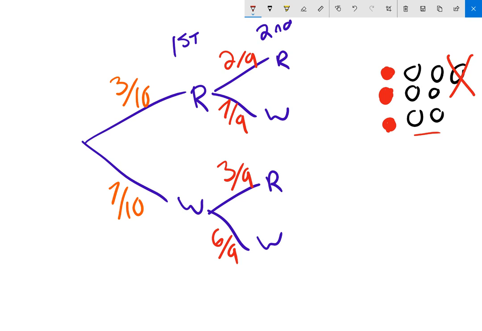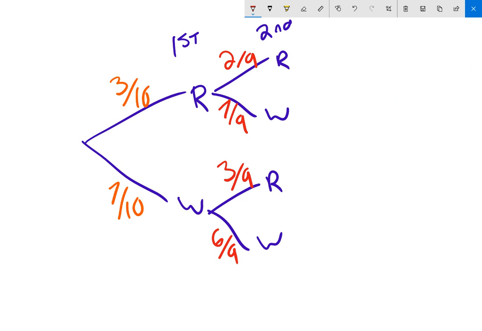So, let's go ahead and calculate our probabilities. I'm just going to do all of them again just to be thorough. I think that makes the final explanation just a little bit easier to understand. So, if you do 3/10 times 2/9, that is 6 over 90, which would be 3 over 45, which is the same as 1 over 15. And 3/10 times 7/9, so 3 times 7 would be 21.